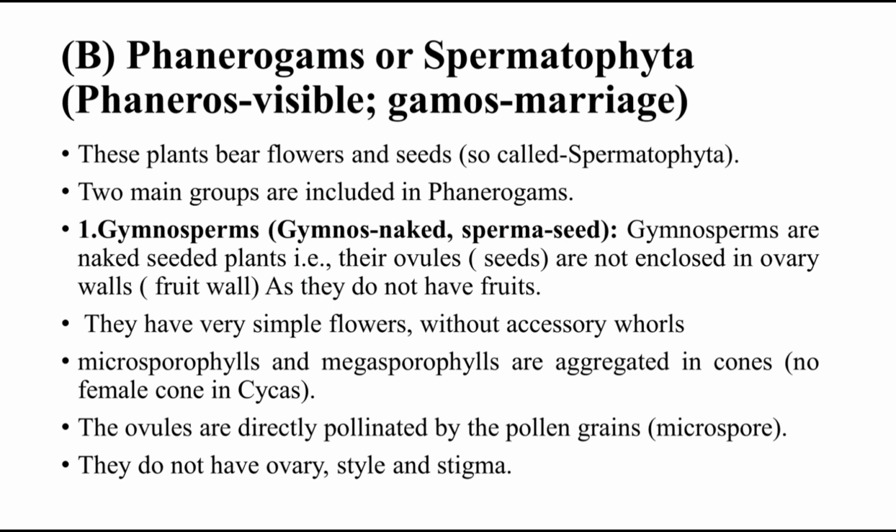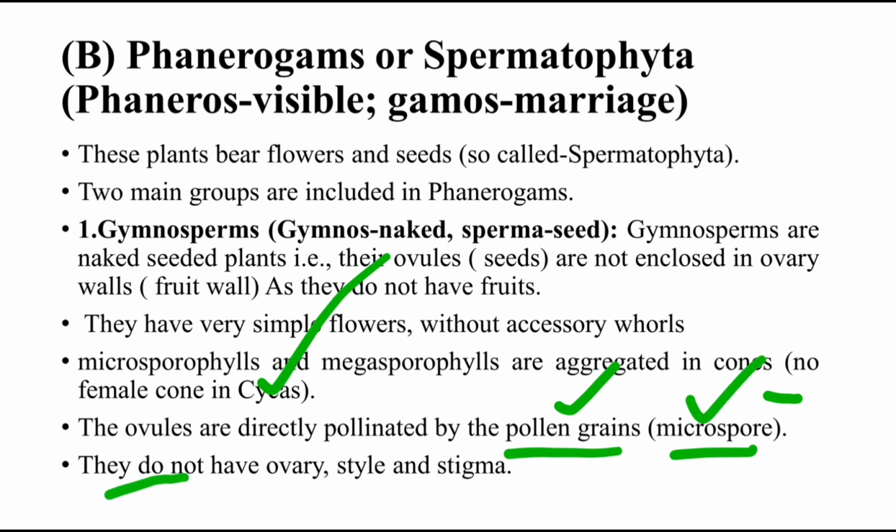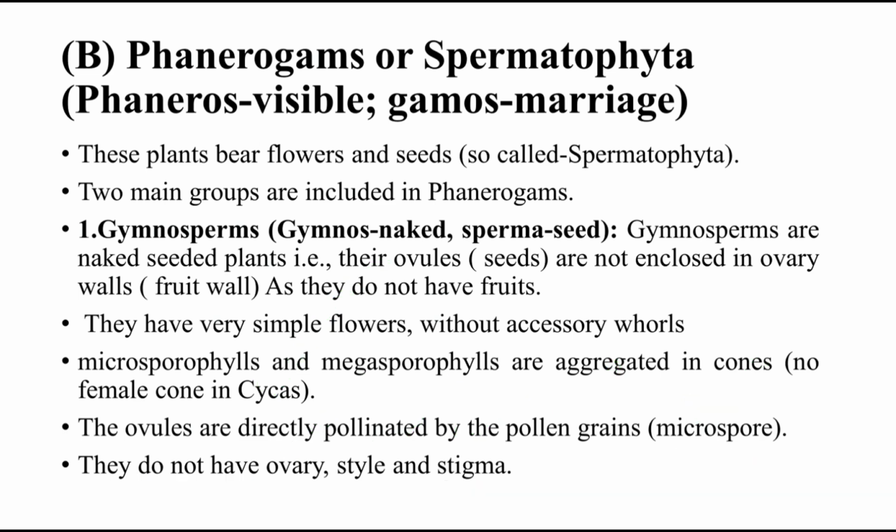They have very simple flowers without accessory whorls. Microsporophylls and megasporophylls are aggregated into cones, but there is no female cone in Cycas. Cycas only has the male cone. The ovules are directly pollinated by the pollen grains or microspores. They do not have ovary, style and stigma. The ovary, style and stigma are all parts of the female reproductive system present in angiosperms, but gymnosperms lack all these things.